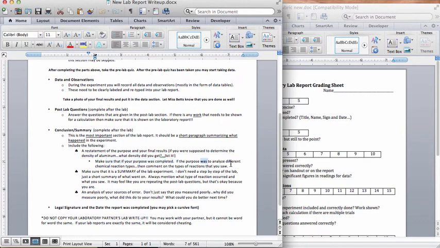If it was to analyze different chemical reaction types, then comment on the types of reactions you saw. So many people just say the purpose of this lab was to do this, and then they don't say anything else about that or say what their numbers were. You've got to tell me what you found out. It also needs to be a summary of your lab experiment, like I said. So I don't need a step-by-step of the lab. I just need a short summary paragraph of what went on.